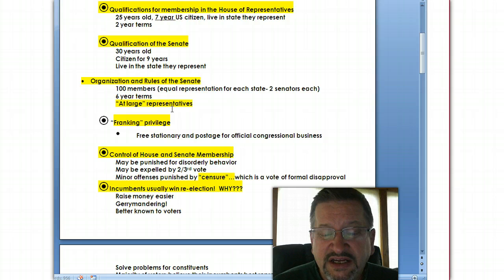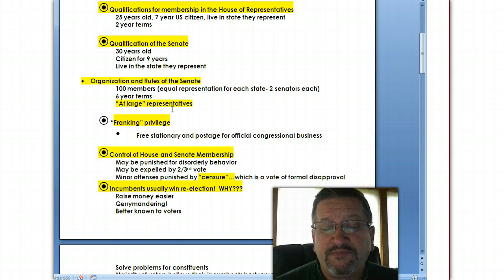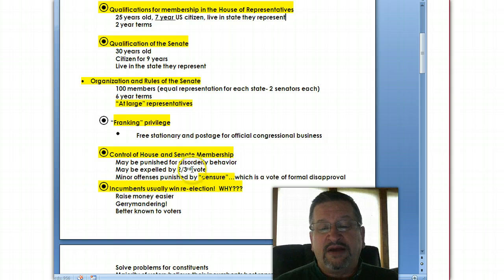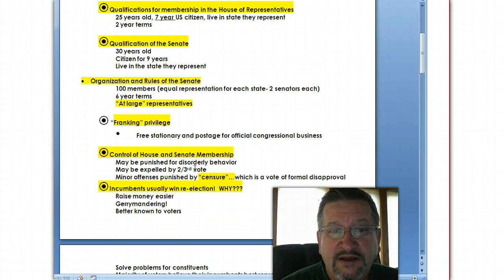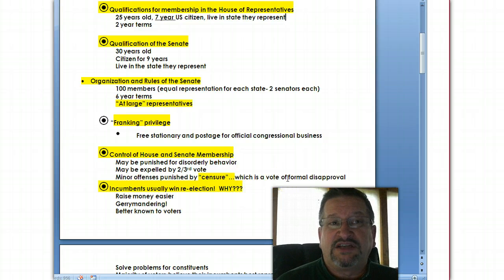The control of the membership of the House and the Senate is done by either censure or if you expel someone. It's difficult to expel people from the House or the Senate. If your behavior is extremely disorderly or extremely bad, you can be expelled by a 2/3 vote. It's very difficult to get. And then your minor offenses can be punished by censure, or basically being scolded, which means that you oftentimes don't get reelected because it's used against you.